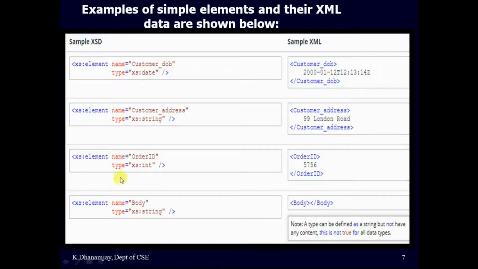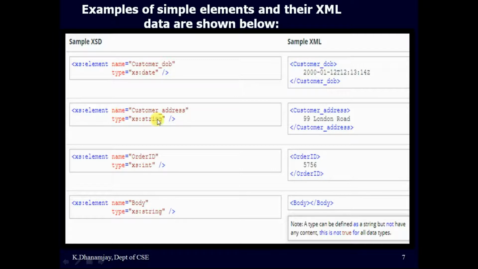Now we will see a simple schema definition, how an XML schema definition will look, and what the output of that schema is for a simple XML file. See here, XS means XML schema, colon element. You have to specify the element name and element type. Here the customer date of birth, DOB means date of birth, and he specified the data type as XS colon date. That means the data type is date. So you have to specify in XML in this format.